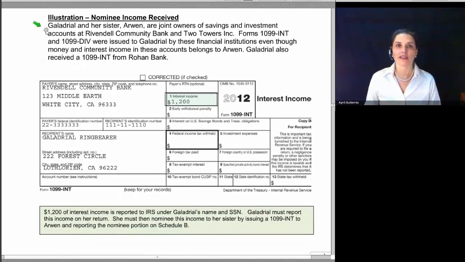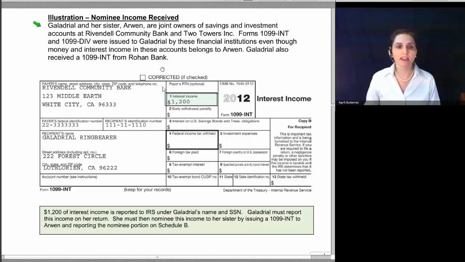We have two sisters named Galadriel and Arwen, and they are joint owners in a savings and investment account with Rivendell Community Bank and Two Towers, Inc. Forms 1099 INT and DIV were both issued to Galadriel by these financial institutions, even though all of the money and interest in these accounts belong to sister Arwen. Now, independently, Galadriel also received a separate 1099 INT from Rohan Bank, and the Rohan Bank 1099 INT is truly her money. So what's going to happen?